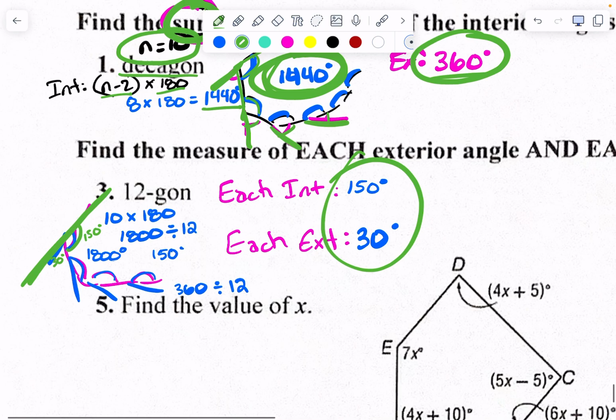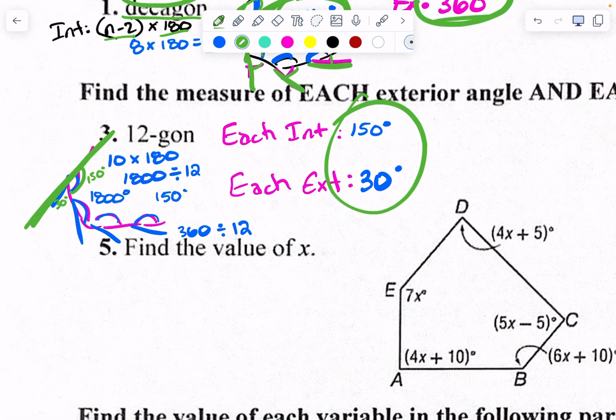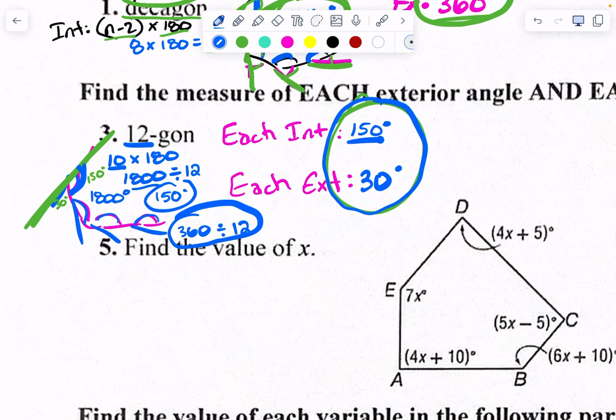Then down here on number 3 and number 4, they're asking for what each one would be, okay? So if we have a 12-gon, that means I'm taking n minus 2, so 10 times 180, which is 1800, and I divide by 12, so each one of these is going to be 150 right here. So that's each interior, and then each exterior, we know that all the exterior ones add up to be 360, so we take 360 divided by 12, because there's 12 sides, and that is 30 degrees. Now, we know that we're doing it right, because 150 and 30, if I put that exterior angle and interior angle together, those should add up to be 180. And they do, so we're good to go.